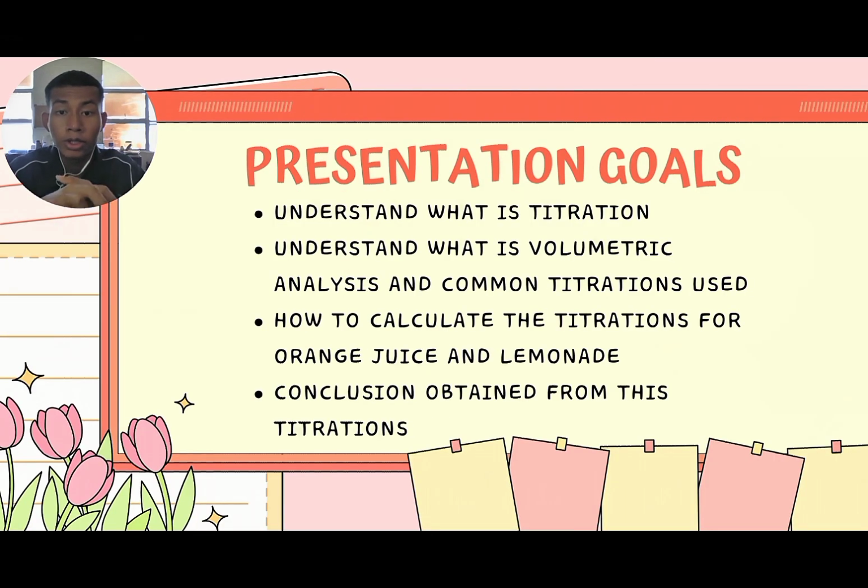Okay, so here is our presentation goals. So the first one is we need to understand what is titration, and then we need to understand what is a volumetric analysis and common titration use. And next is how to calculate the titrations for orange juice and lemonade. And lastly, the conclusion obtained from this titration.